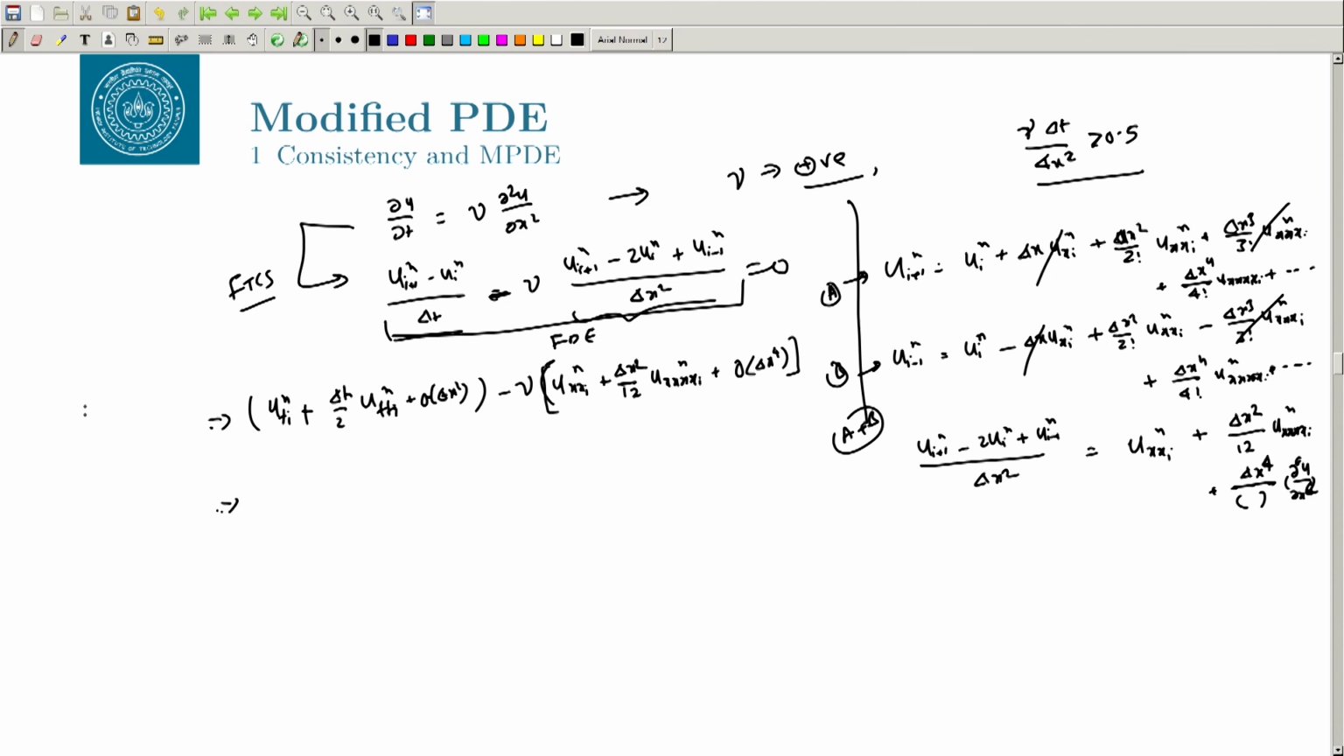Okay, so rearrange it. This will become u_t at i, n minus nu u_xx at i, n. This is our PDE, and you can write all other terms on the right hand side.